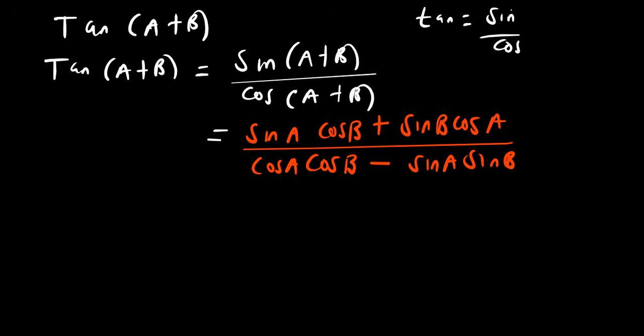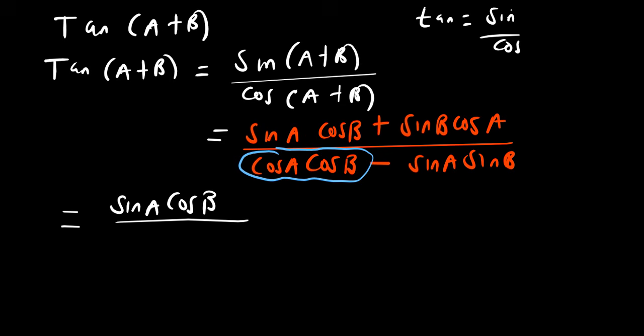Now what we are going to do from here is very interesting. We will divide everything by the denominator term. In this case, we're going to divide everything by cos A cos B. So allow me to write it here. This will be equal to sin A cos B divided by cos A cos B.